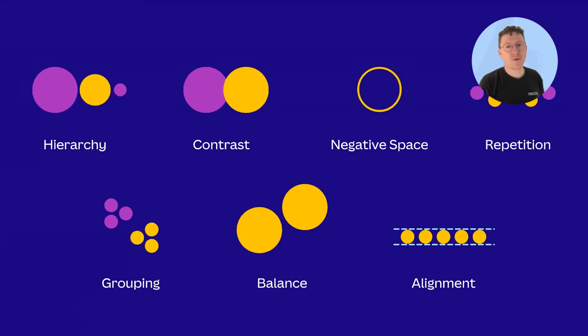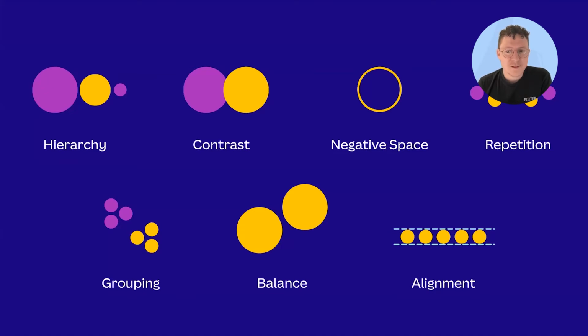All right, so what principles are we going to look at today? So we have these 7. We have hierarchy, contrast, negative space, repetition, grouping, balance, and alignment. So these are all really basic principles that are used in everyday design. They're really an essential framework that allows us to make design decisions and successfully arrange elements within a design.